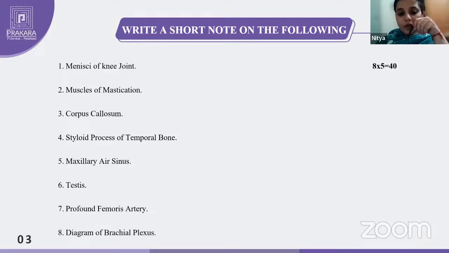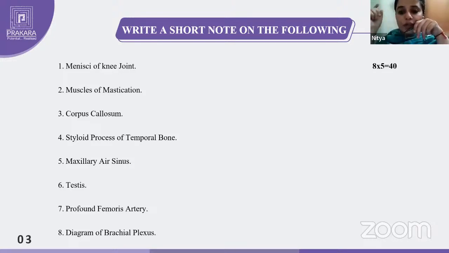Next, profunda femoris artery. So profunda femoris, it is basically the deep artery, which is present in the region of the thigh. It is a branch of the femoral artery. Okay, and it continues down as the popliteal artery, right? And what are the branches from the profunda femoris you have to mention.